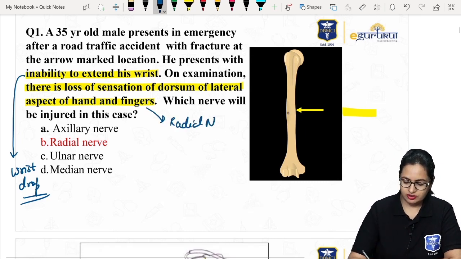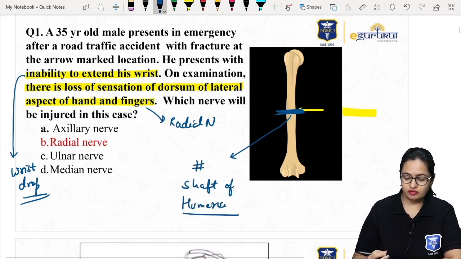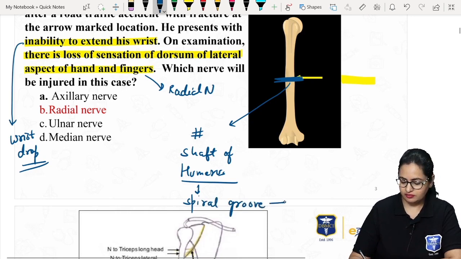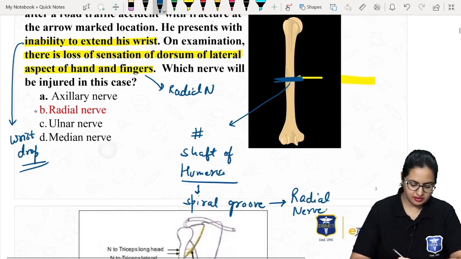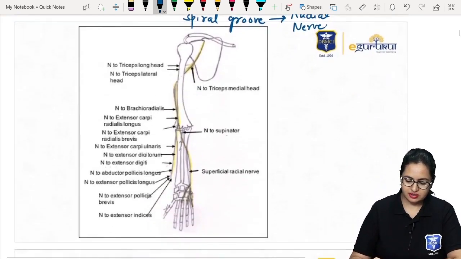And when we talk about the fracture at this location of the humerus, this is the fracture at the shaft of humerus. And at the shaft of the humerus, if the fracture is there, it will involve the nerve which is running in the spiral groove, and the nerve which is running in the spiral groove is the radial nerve. So looking at all the features, it is pointing towards the radial nerve, and the answer of this question is the radial nerve. Now let us just talk about this radial nerve.